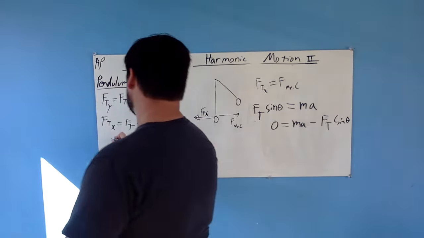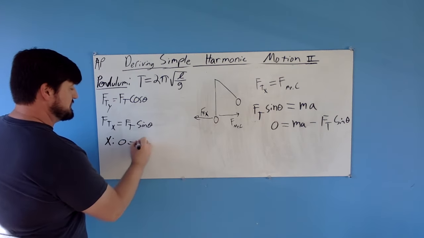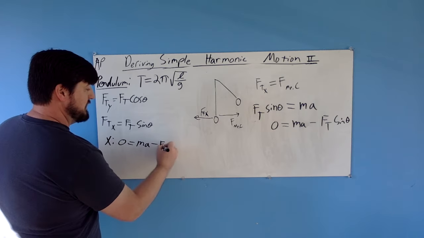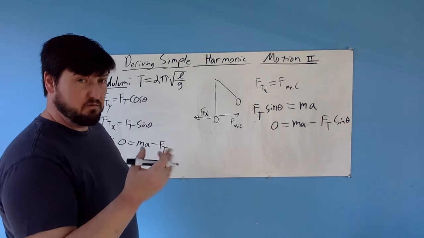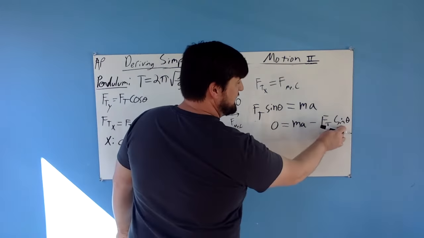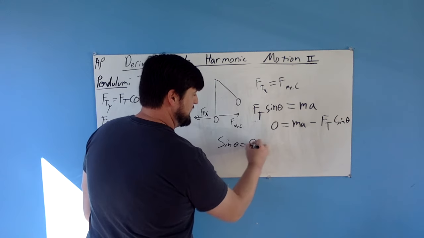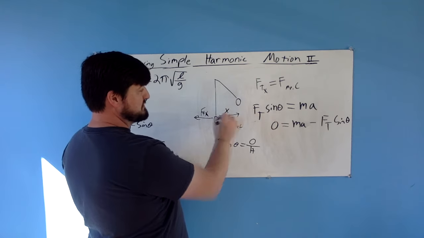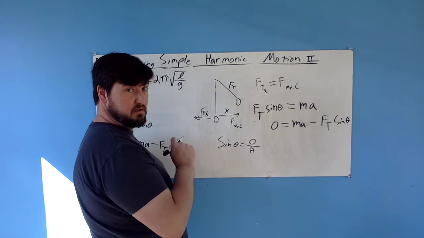It's for the x, okay? So I'm going to put for the x, 0 is equal to ma minus F of t. And you know what? I'm going to simplify this down a little bit right now. Let's go ahead and do it now. Sine theta, remember what that is? That function, sine theta, was actually opposite over hypotenuse, right? And our opposite is our x, and our hypotenuse is our force of tension, isn't it?